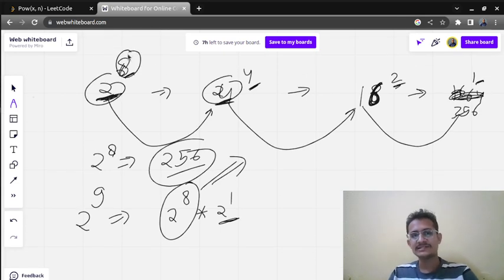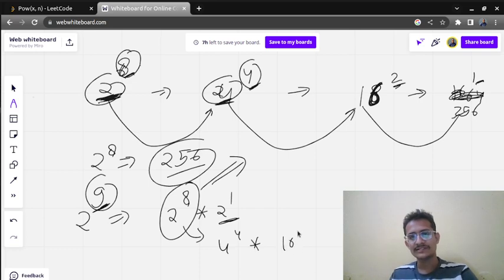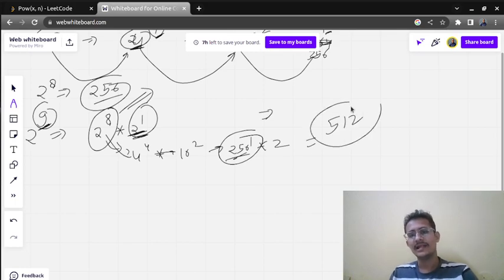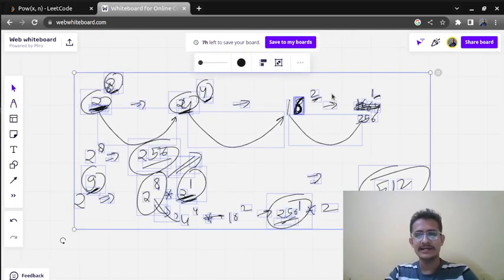So if the power is divisible by 2, every time the base is multiplied by itself and the power is reduced. If the power is not divisible by 2, ultimately we follow the same thing: 4 to the power 4, 16 to the power 2, then 256 to the power 1. We do the same thing here, but we need to multiply with one more term, so we get 512. Okay, like this. I hope the approach is again a little bit clear to you.